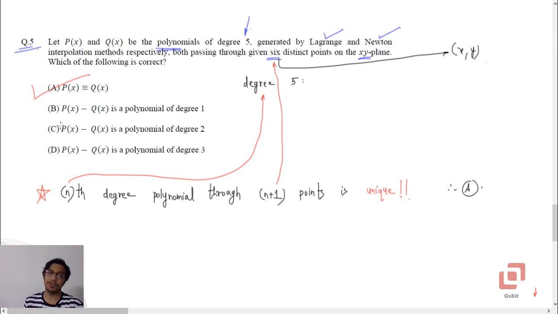So option A. B, C and D are again incorrect because they're saying polynomial of degree 1, degree 2, degree 3. Everything there is false. So due to the uniqueness of the polynomials of the same degree passing through the same n plus 1 points, answer to question 5 is option A. Now you can consider this question from the section numerical methods, although you can solve it by using the properties of polynomials.